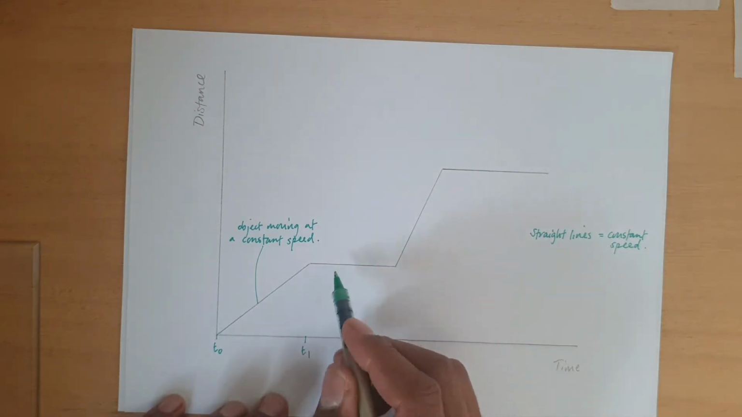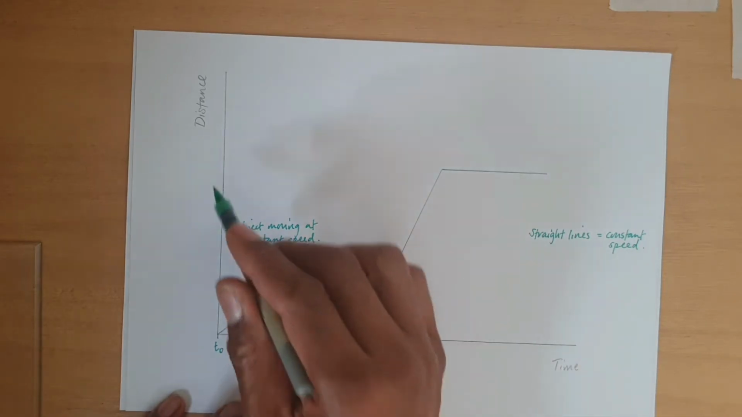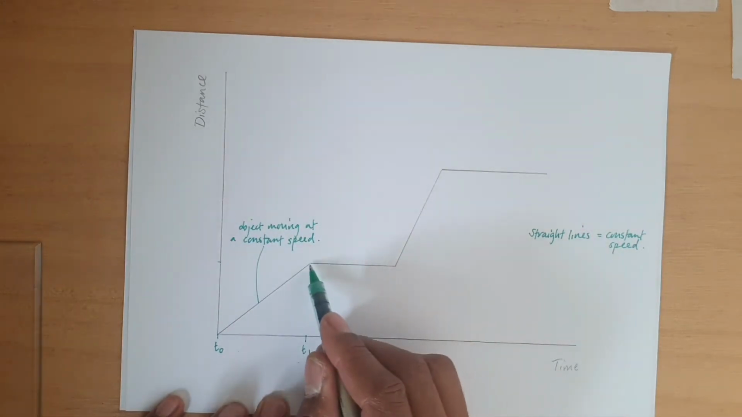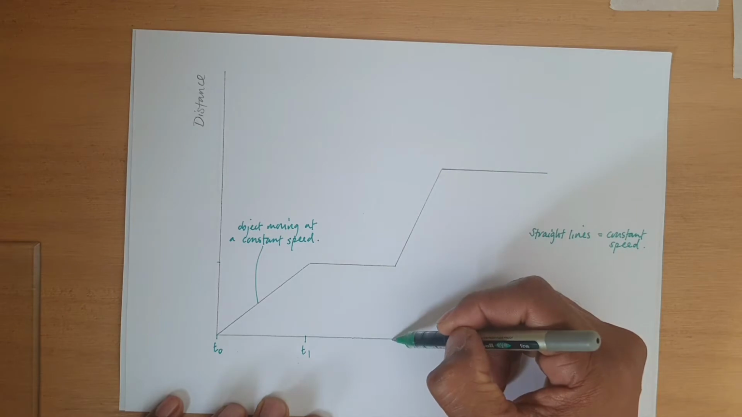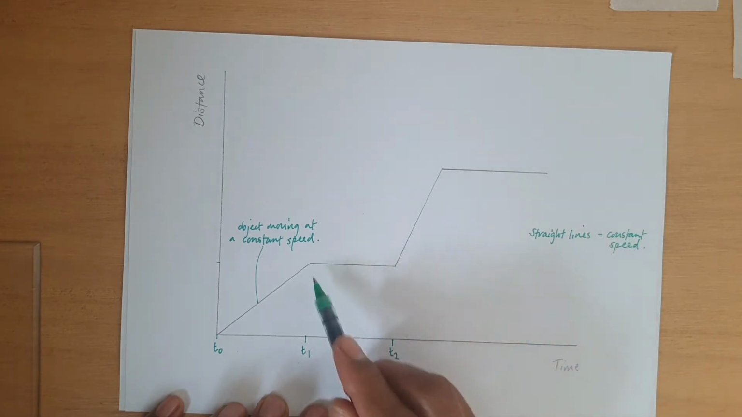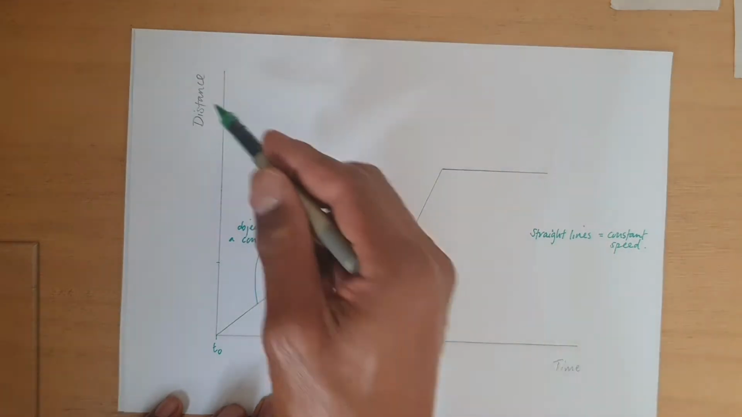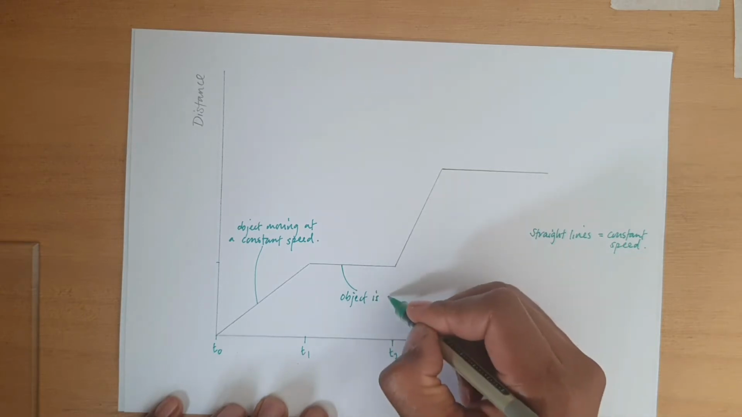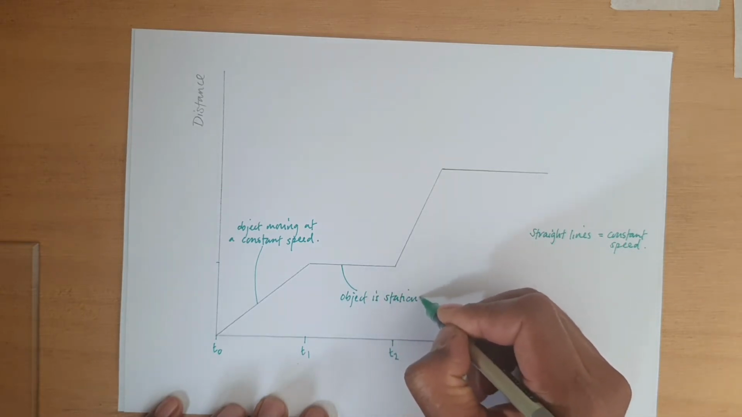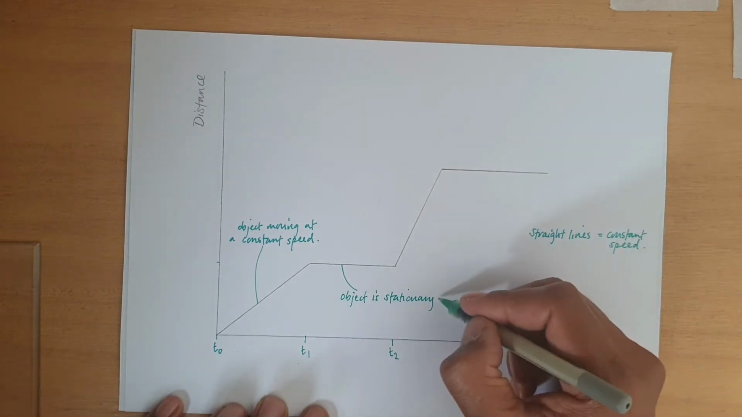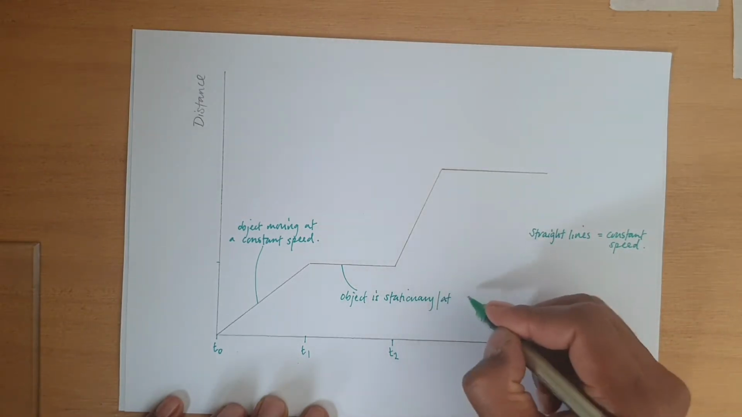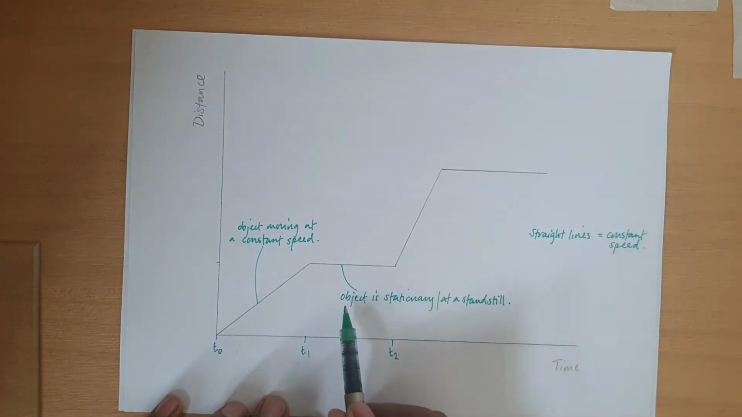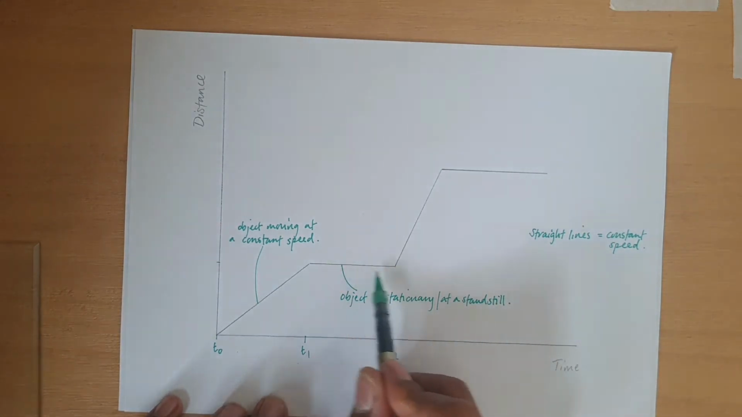Now horizontal lines mean that the object is not changing its distance. So this distance here is not changing for this object between, I'm going to call it this one T2. So between T1 and T2, this object doesn't change its distance. So this object is stationary, or they like saying at a standstill. That means it's not moving. So if you want to draw a line for an object that's stationary, you do a horizontal line.